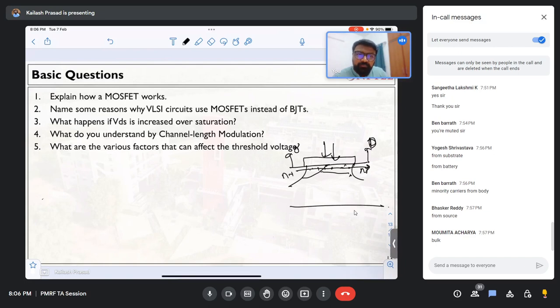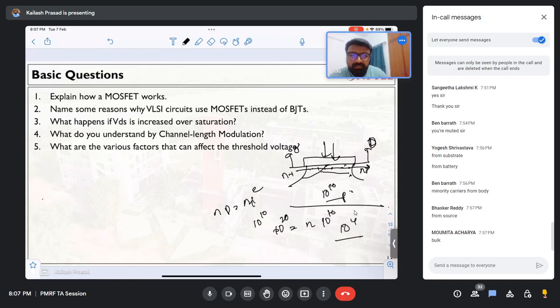Why I'm saying that bulk won't contribute to the channel formation, because please understand, the bulk doesn't have enough charged carriers. Because the doping of the bulk will be 10 to the power 16, if it is p-type. And you know, np equal to ni square. This is my mass action law. So what is the order of ni? Ni is in the order of 10 to the power 10. So ni square will be on the order of 10 to the power 20. And if p is 10 to the power 16, the concentration of electrons over this p-type will be 10 to the power 4 only.